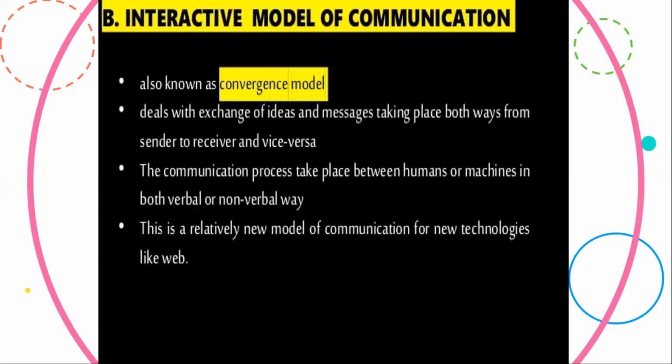Another one, the interactive model of communication, also known as the convergence model. It deals with the exchange of ideas and messages taking place both ways, from sender to receiver and vice versa. The communication process takes place between humans or machines in both verbal or nonverbal ways. This is a relatively new model of communication for new technologies like the web.